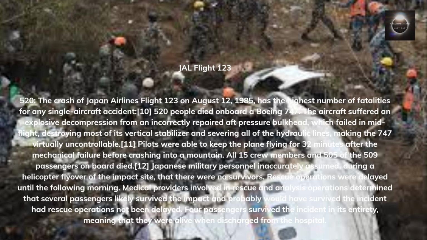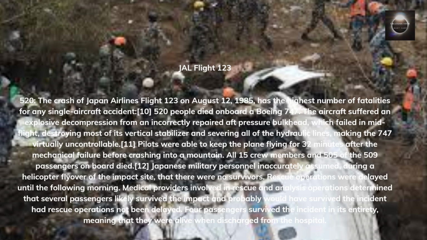The aircraft suffered an explosive decompression from an incorrectly repaired aft pressure bulkhead, which failed in mid-flight, destroying most of its vertical stabilizer and severing all of the hydraulic lines, making the 747 virtually uncontrollable. Pilots were able to keep the plane flying for 32 minutes after the mechanical failure before crashing into a mountain. All 15 crew members and 505 of the 509 passengers on board died.